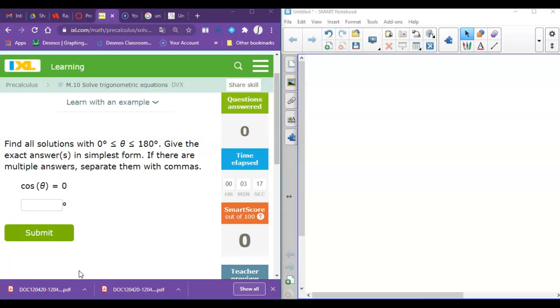So you will begin in IXL and you'll get questions that look like this: cosine of theta equals 0. And it tells you to find all solutions with 0 degrees less than or equal to theta less than or equal to 180 degrees. So that limits the section of the unit circle that we're looking at. If we don't limit that, then there's an infinite amount of answers that we could have here. So I'm going to just write this down over here so we can remember what the question is asking, because I am going to flip over here to the unit circle.